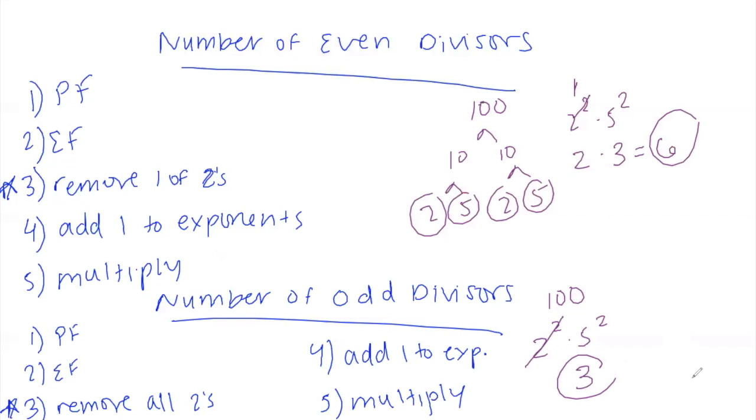Okay, so that's it for this video. The basis of finding the number of divisors really depends on knowing your divisibility rules, knowing how to prime factor, and just remembering the key differences in a few of the steps. So remember the special middle steps for the number of even divisors and the number of odd divisors. And with practice, this will become a whole lot easier.